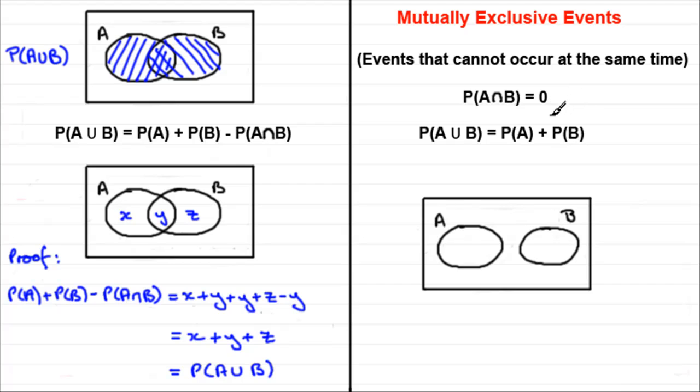So, do remember then, if two events are mutually exclusive, you can use this formula. But in general, always use this formula, okay? Don't use this formula as a general formula. It is only true if they are mutually exclusive events. Okay, well, I hope you got that, and that brings us now to the end of this tutorial.